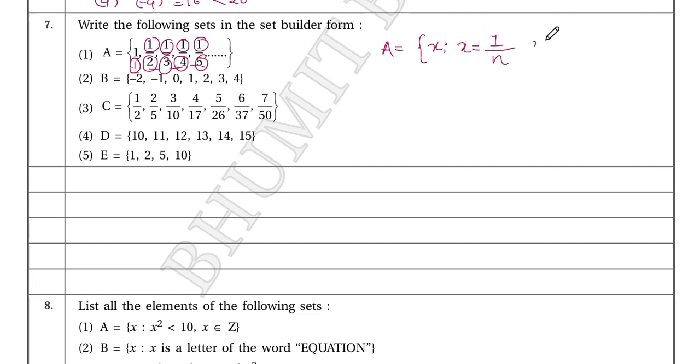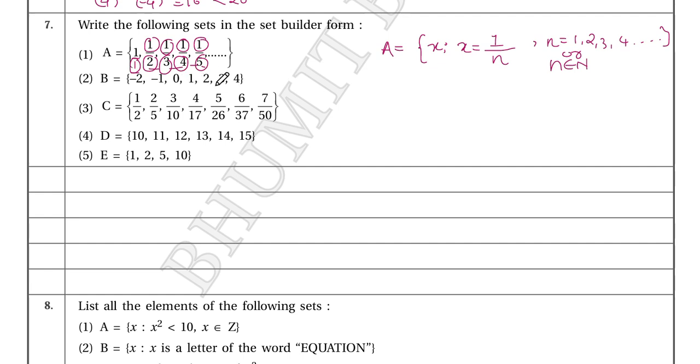Now comma, n is starting from where to where? These are all the natural numbers. So you can write n is 1, 2, 3, 4 and so on, or you can write n belongs to natural numbers instead of that. One of them you can write. So this is the set builder form of the first set A.